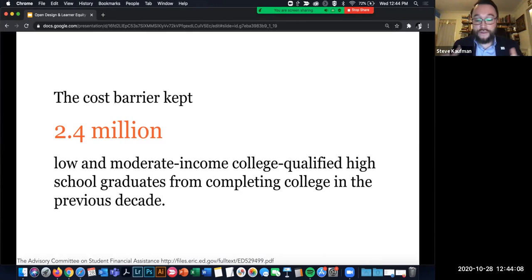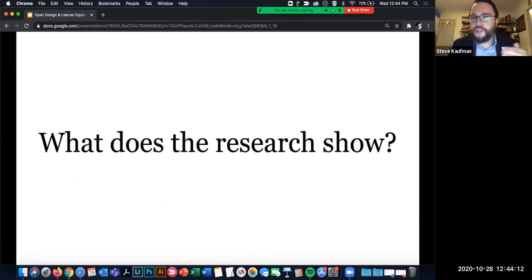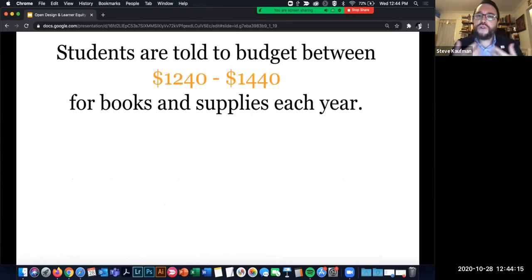I understand, and I feel that stress, certainly like all of you do. So what does the research show if we dig into it? If you look up on the College Board website, typically students are told to budget somewhere between $1,200 and $1,400 for books and supplies each year.